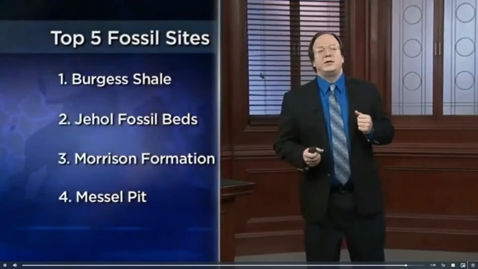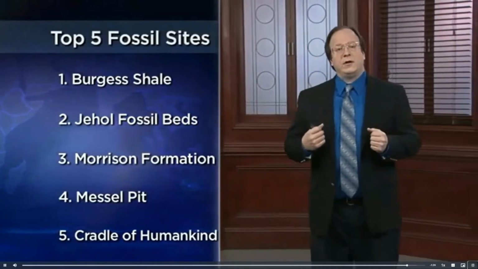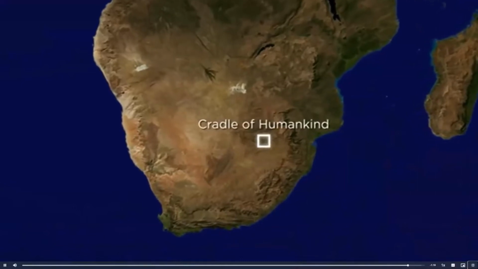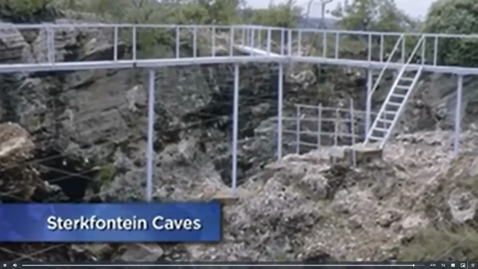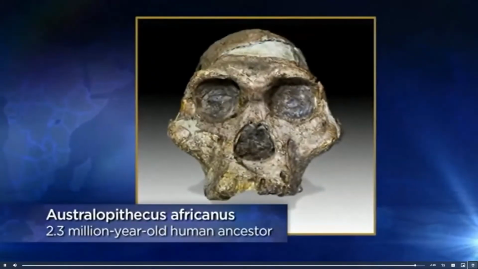And last, let me take you to the Cradle of Humankind in South Africa, just south of the African Rift Valley. 50 kilometers northwest of Johannesburg, South Africa, in the Gauteng province, it was a really dry area with a complex set of limestone caves over the past few million years. And one particular region, the Sterkfontein Caves, is where the first Australopithecus africanus was found in 1947. This is a 2.3 million year old human ancestor.